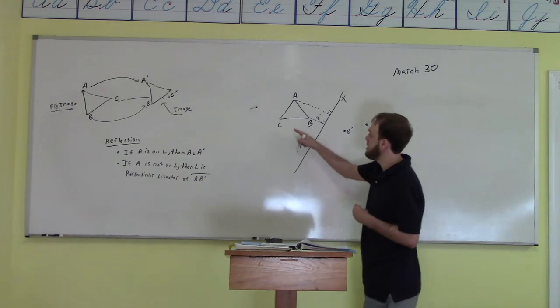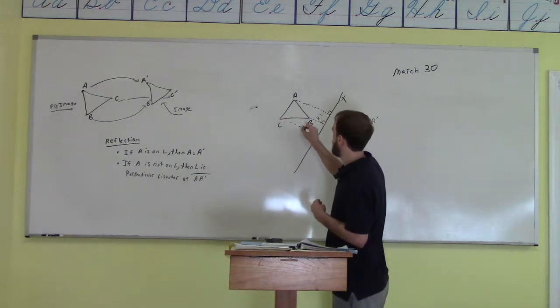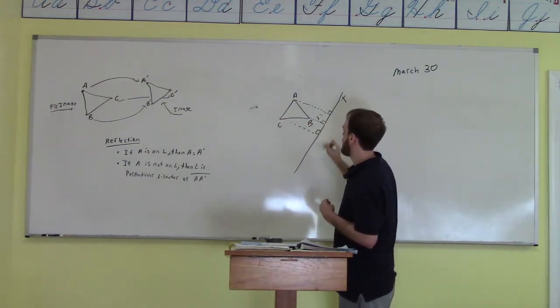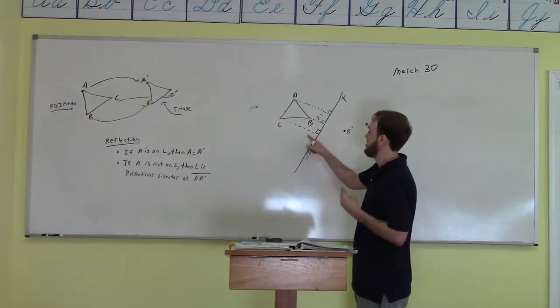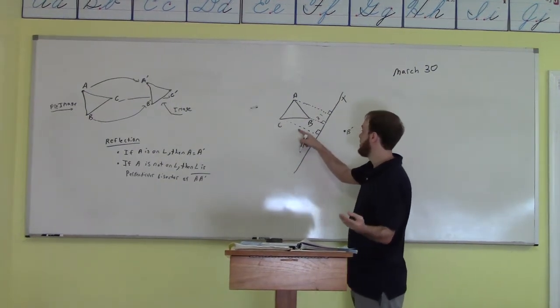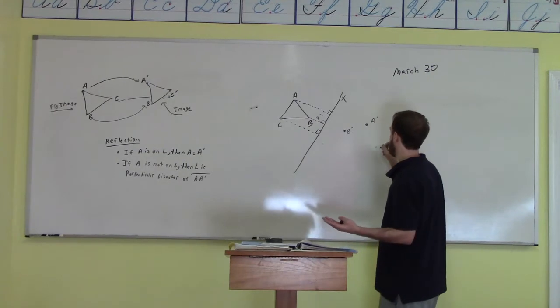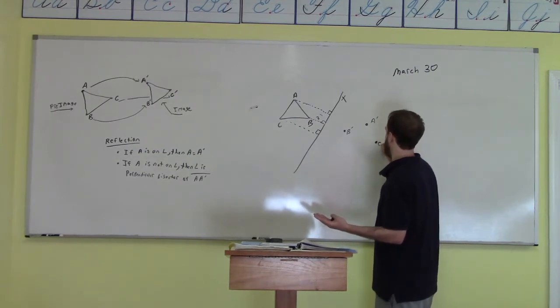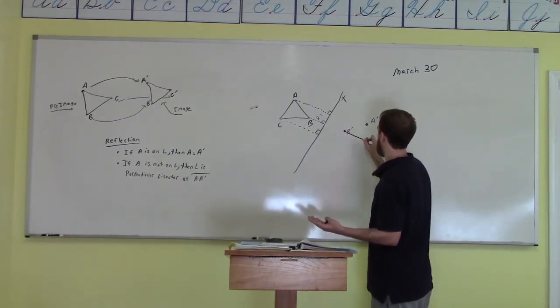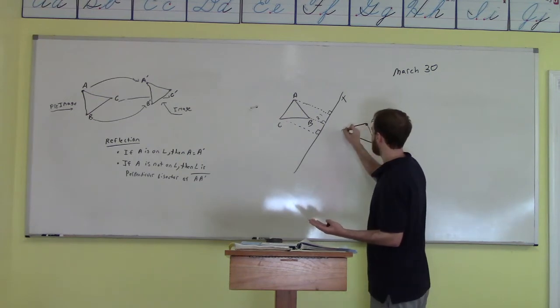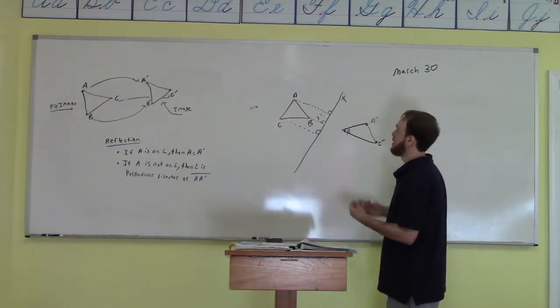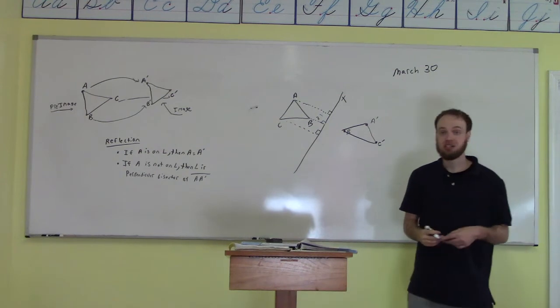And then your C, you would have to get at a right angle. We'll say that's there. And then you would measure this distance. And if that was 10, then you would measure 10. And that would be your C prime. And then you would draw your new triangle. And they would be the same. And so that's essentially what you're doing.